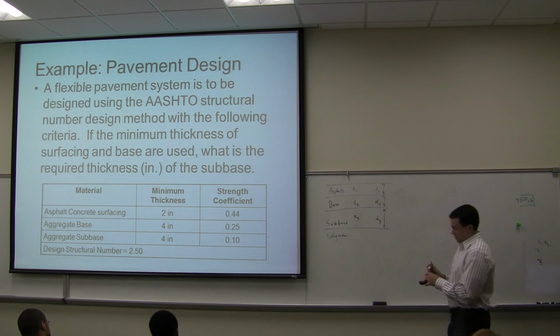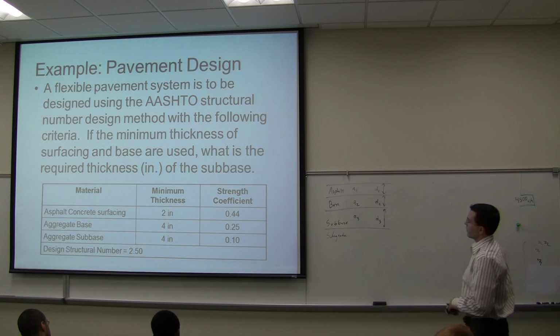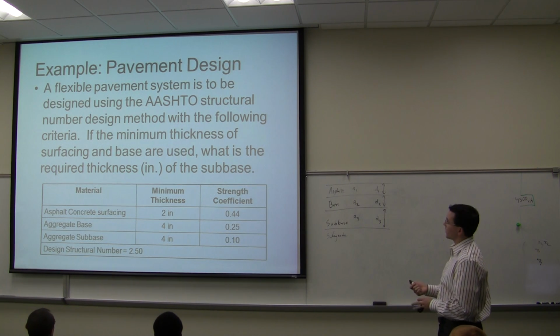So in this case, we are told we have these different minimum thickness amounts and the strength coefficient for these different layers, and we're told to design what is the required thickness of the subbase. Why do we already have an answer there? Oh, these are minimum thicknesses. Okay.